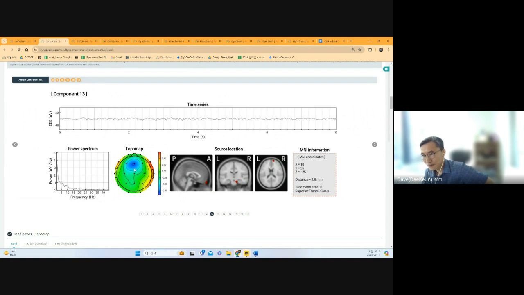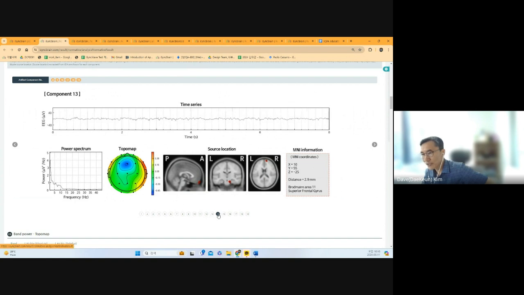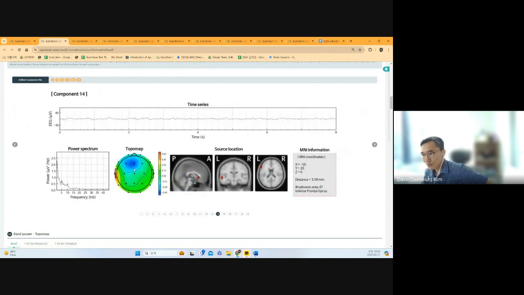This is the frontal slow activity. This is the theta and slow alpha activity coming from frontal. And this is also blue and red. In this case, red is bigger. So we can find the source between this blue and red.